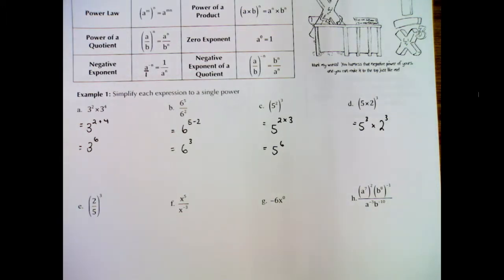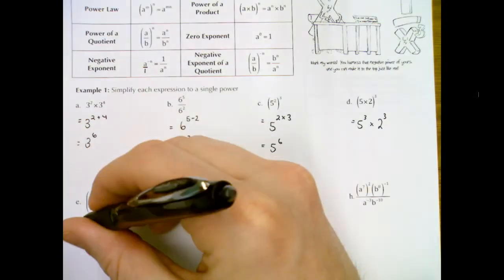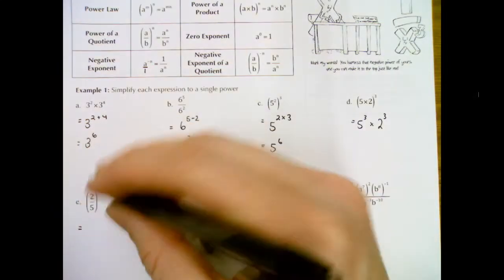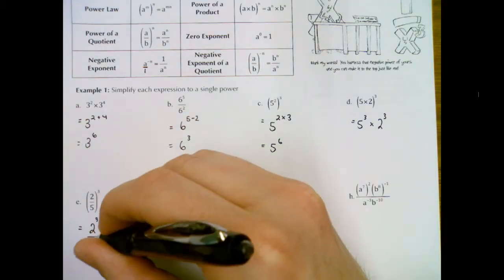E has 2 over 5 to the exponent 3. Now, what we would do is we distribute that 3 to both. 2 to the exponent 3 over 5 to the exponent 3.